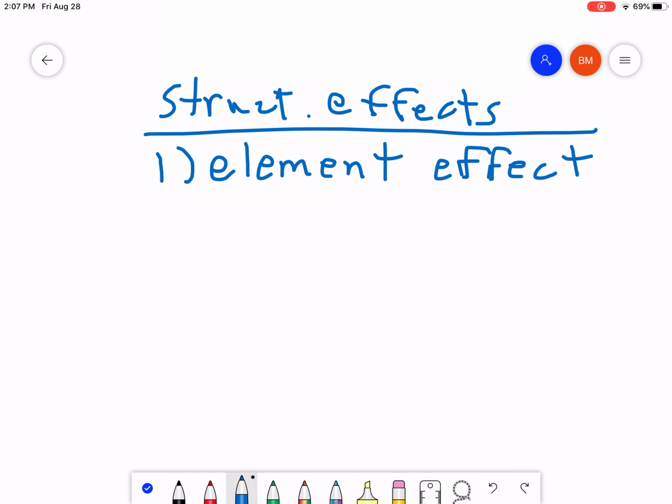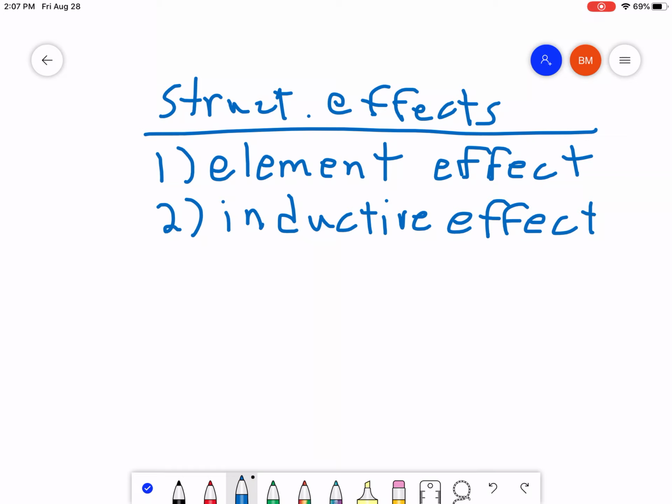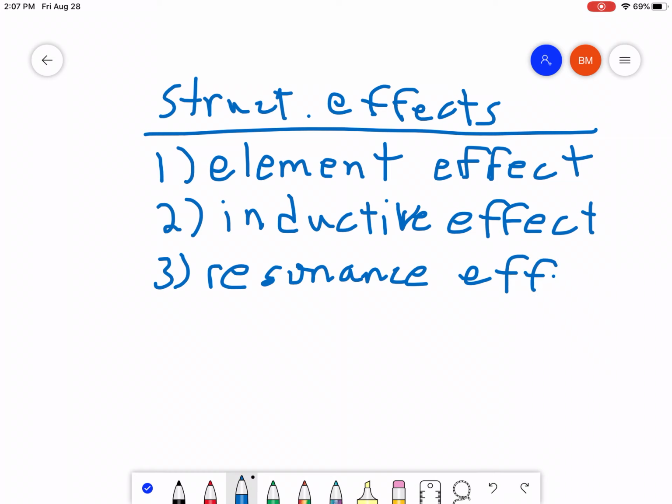Numbers 2 and 3 are pretty similar, so these can sort of be interchangeable at certain times. Sometimes one is more powerful, sometimes the other one's more powerful. It just depends. The second one I'm going to list is something called the inductive effect. This is a V in case you can't see it. The third one is called the resonance effect. And the fourth one is definitely the weakest of these four effects. It's called the hybridization effect.